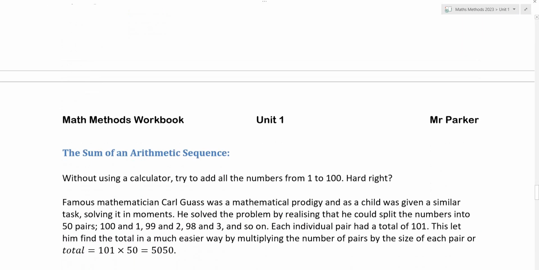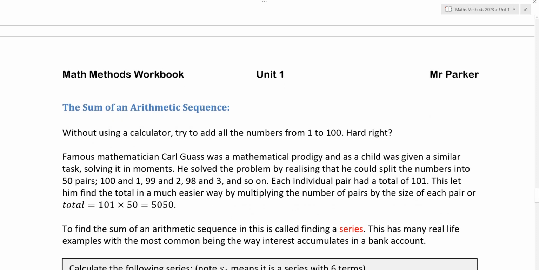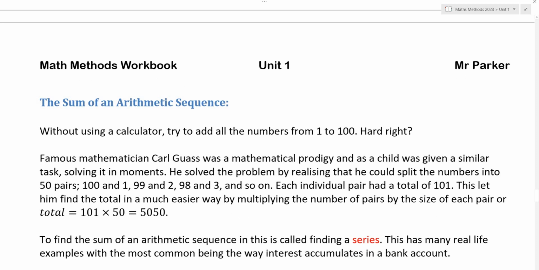So we are looking at the sums of arithmetic sequences. Without using a calculator, who reckons they could add all the numbers from 1 to 100 in their head? You reckon? What do you reckon it is? You reckon it's about 1,000? Maybe. No, it'll be like 750.